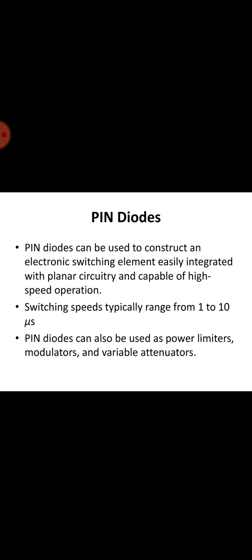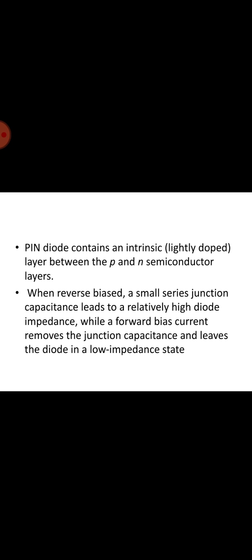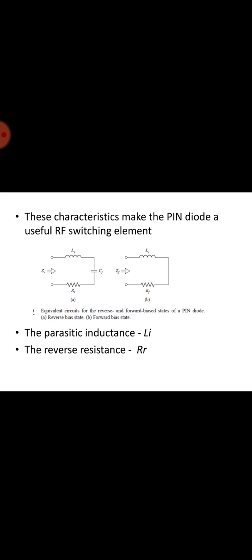and PIN diodes can also be used as power limiters, power modulators and variable attenuators. PIN diodes contain an intrinsic layer between the N and P-type semiconductor layers. When reverse biased, a small series junction capacitance leads to a relatively high diode impedance, while a forward bias current removes the junction capacitance and leaves the diode in a low impedance state. So these characteristics make the PIN diode useful as an RF switching element. The parasitic inductance is denoted as Li, and the reverse resistance is denoted by R.